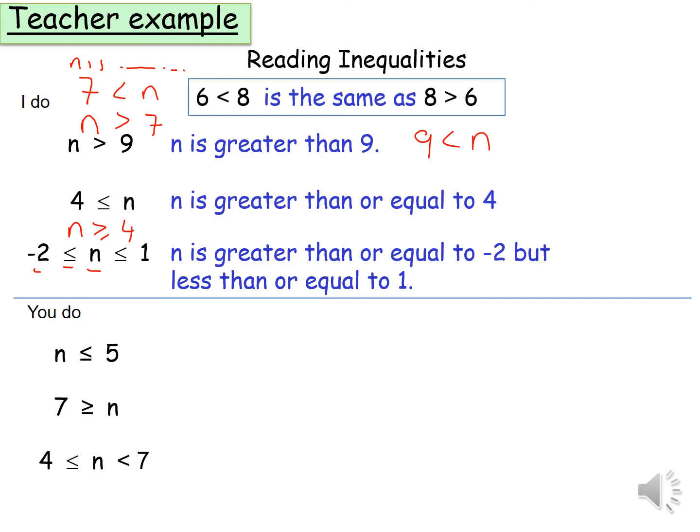Okay, so the statement says n is less than or equal to 5. So you should have written out the statement as n is less than or equal to 5. If you needed to flip it around, you would have 5 is greater than or equal to n.